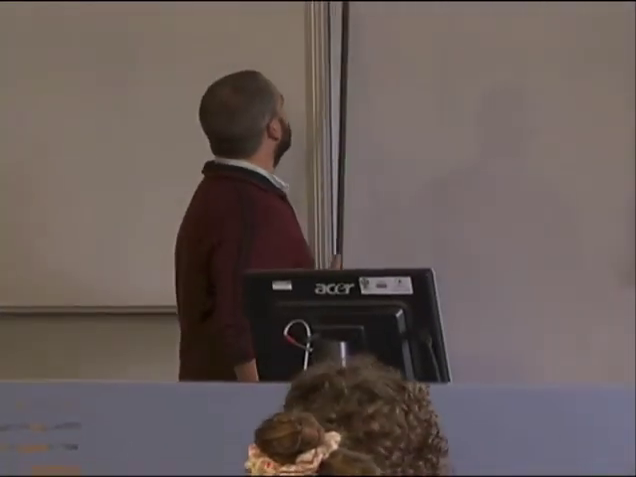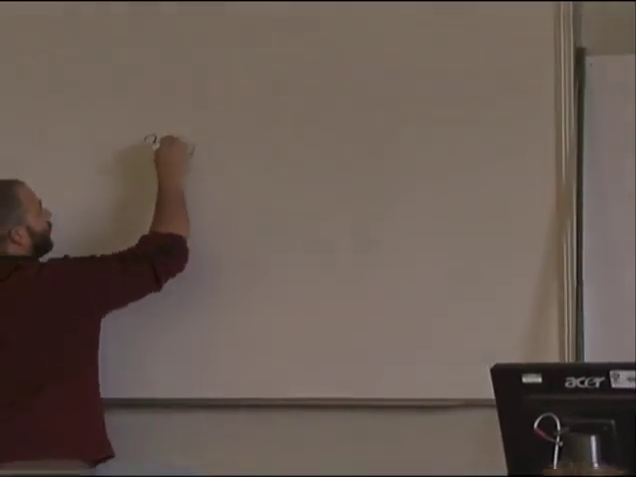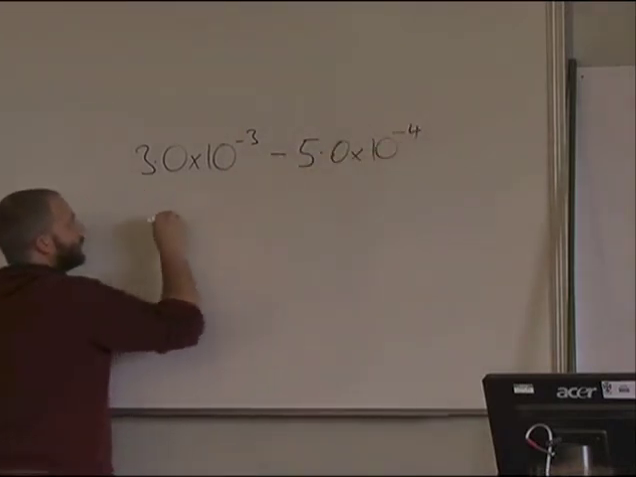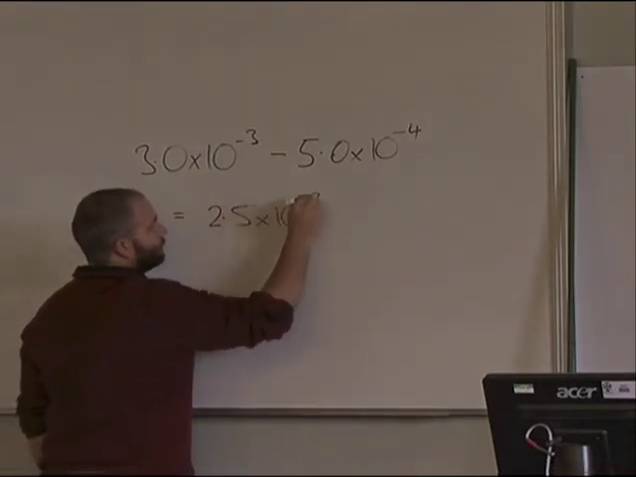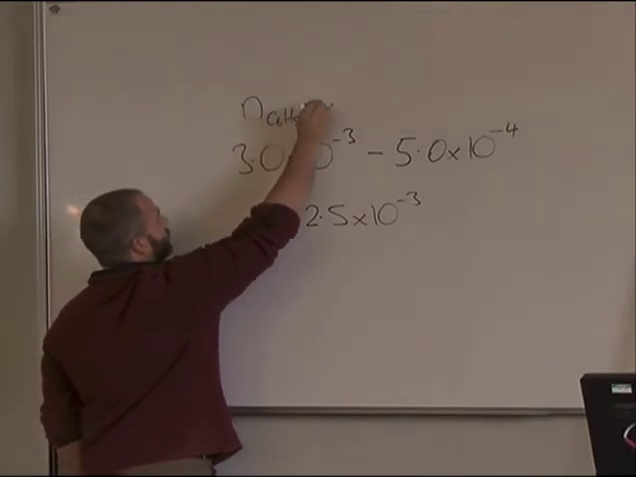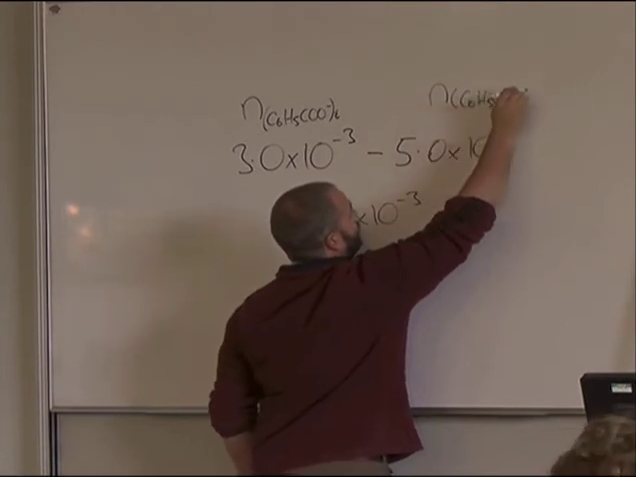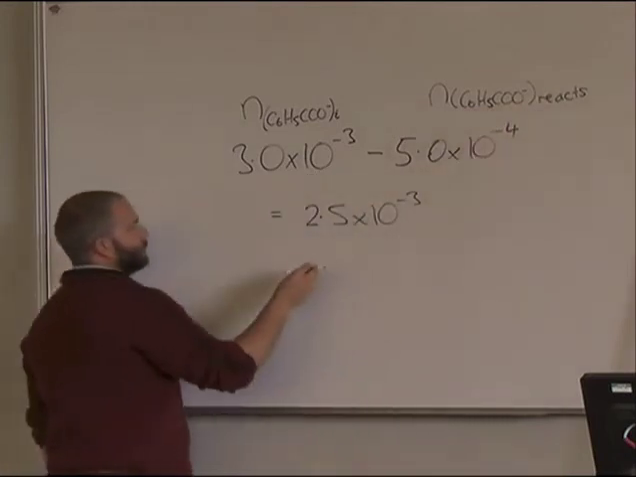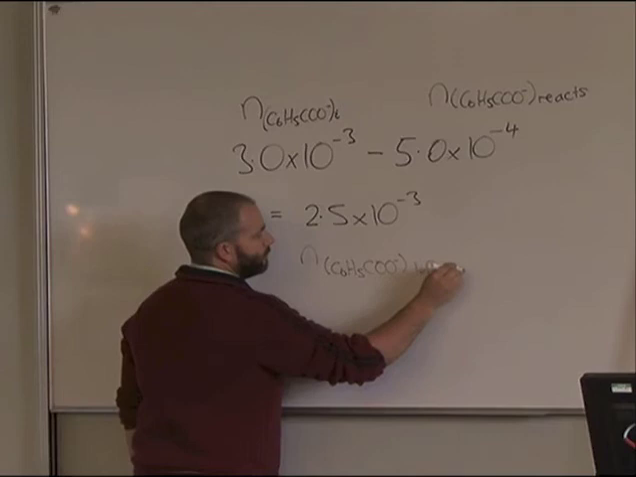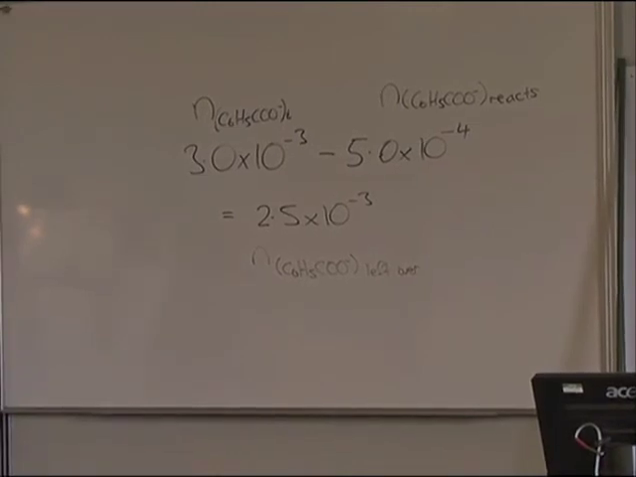Okay, so every year I get to this point and I think I should change this, but this here, maybe in your notes, where it says 2.5 times 10 to the minus 3, if you're still not sure, write this: 3.0 times 10 to the minus 3 minus 5.0 times 10 to the negative 4 equals 2.5 times 10 to the negative 3. Yeah? Where this is the amount of C6H5COO- initially, and this is the amount of C6H5COO- that reacts. And so this is the amount of C6H5COO- left over. Yeah? Okay? So that's that one.